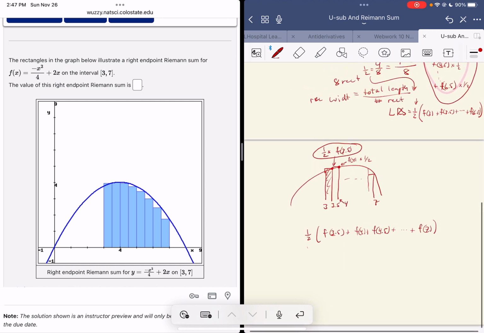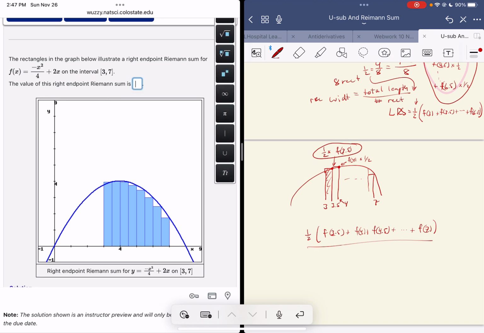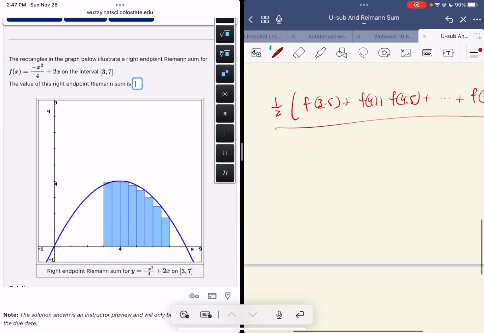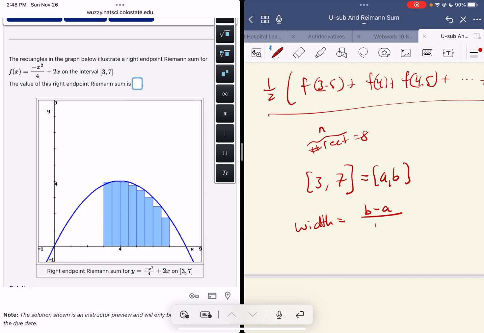So again, I don't want to do it, but that's the computation you would do to go in this next blank here. Your function may vary, your interval may vary, but in general, my interval was 3 to 7, and my number of rectangles was 8. The way you're going to get the width of your rectangles is, if I denote this interval as a to b, you're going to take the total interval length, which is b minus a, divided by n, for number of rectangles.